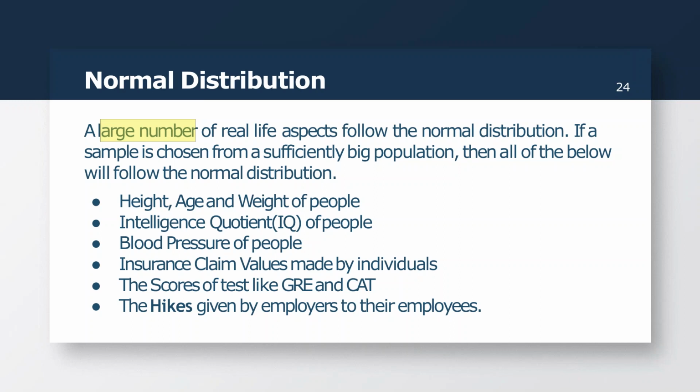Can everyone think of a few more examples where you can see normal distribution, maybe from your own life? Where all can you see normal distribution of data? Just a couple of examples also will do.